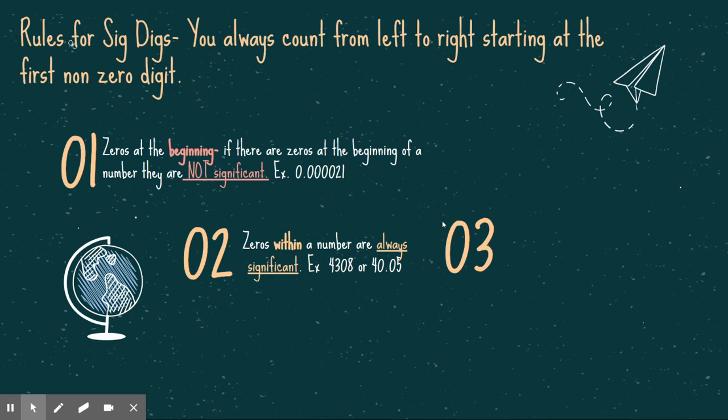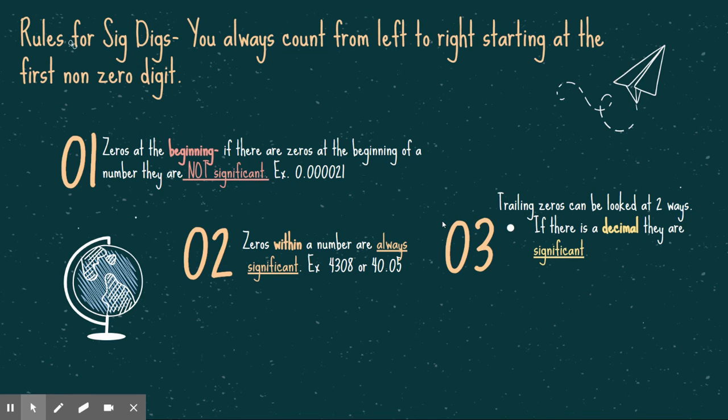Now there are 2 parts to this third rule. This is called trailing zeros. Trailing zeros are zeros at the end of a number. If you have a number that has a decimal in it, we're going to call these zeros significant, and I'll show you what that means in a second. If there are no decimals, then we're going to say they're not significant. So trailing zeros have two rules to look at.